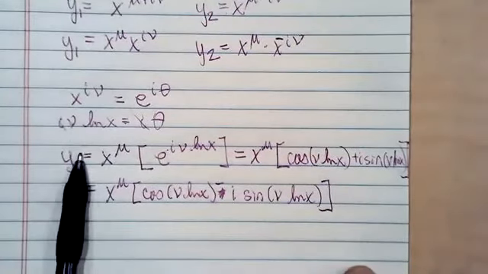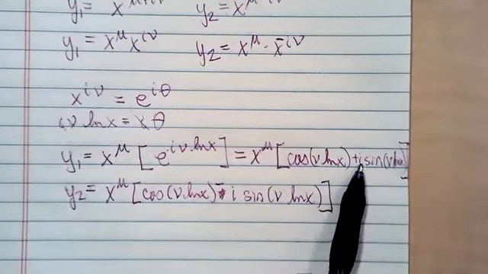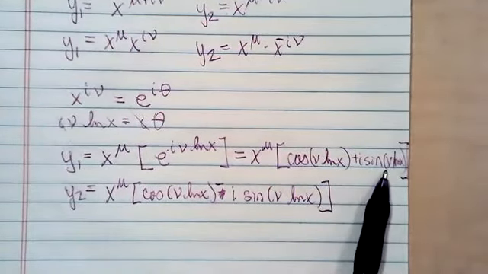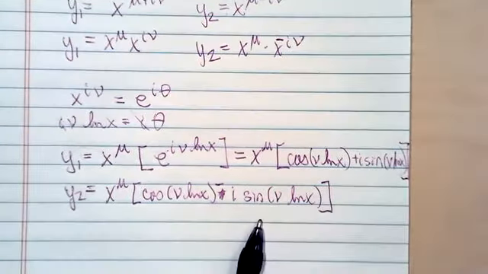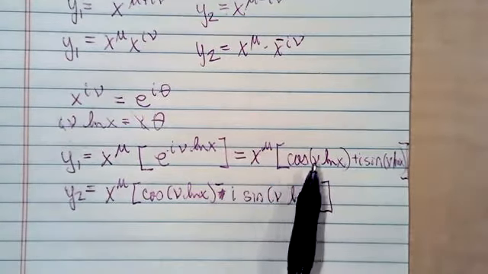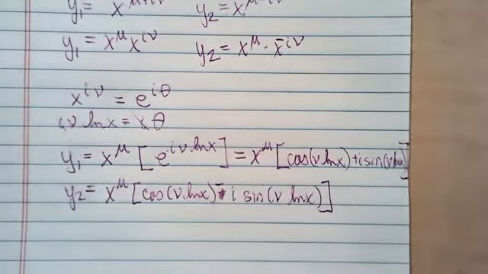Notice, if we were to add y1 and y2, this has got a plus i sine nu log x. This got a minus i sine nu log x. Those would add out, and I'd get twice x to the mu cosine nu log x. So that would be a solution.